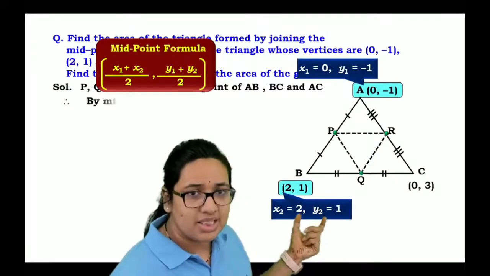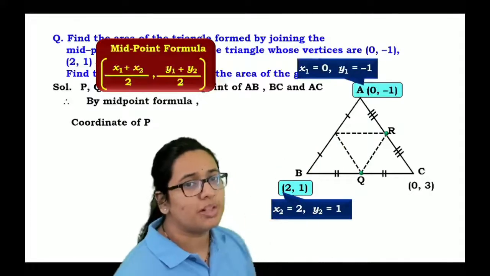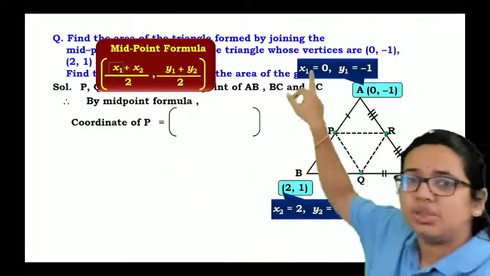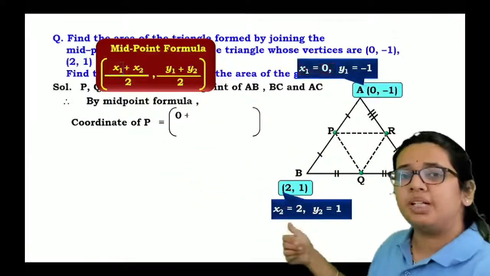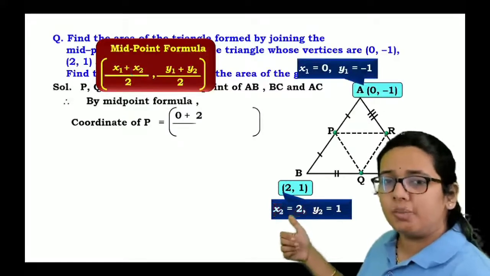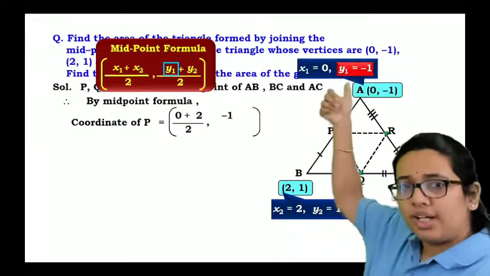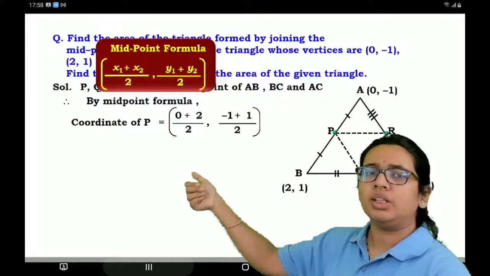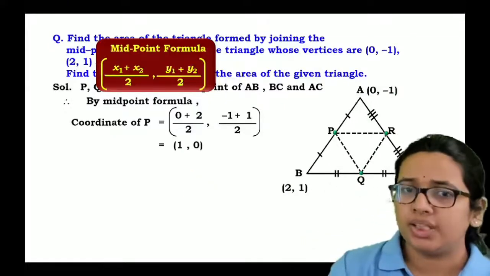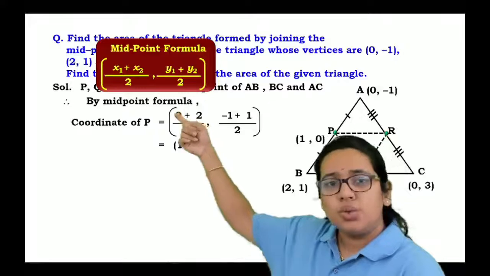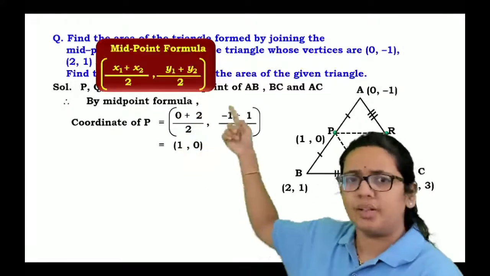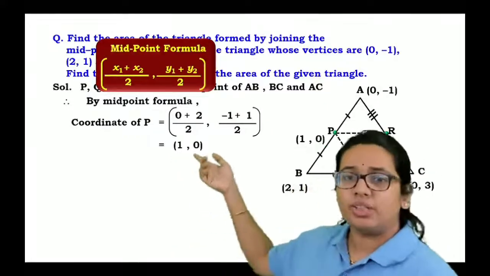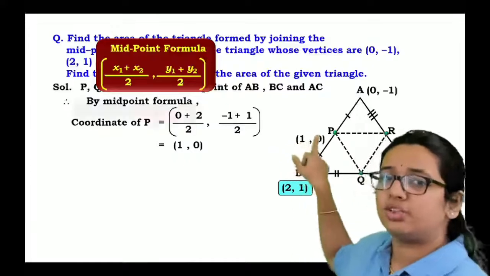Using the midpoint formula, the coordinates of P are x1 plus x2 divided by 2, comma y1 plus y2 divided by 2. Simplifying this, you get 2 upon 2, which is 1, and -1 plus 1 gives 0. And 0 upon anything is always 0, right? So the coordinates of P are (1, 0).